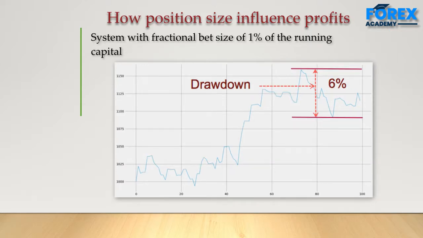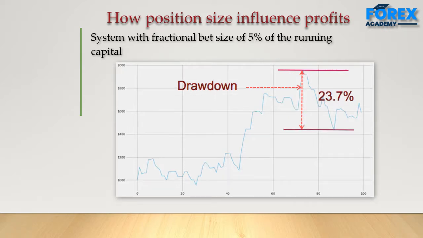On the following slide we use a fractional bet size of 1% of the running capital. The result is quite similar to the previous one. The final trading balance is about $1,115, its maximum peak about $1,160, and its max drawdown is roughly 6%. On this one we use a fractional bet size of 5% of the running capital. The result shows a jump in profitability, as expected.